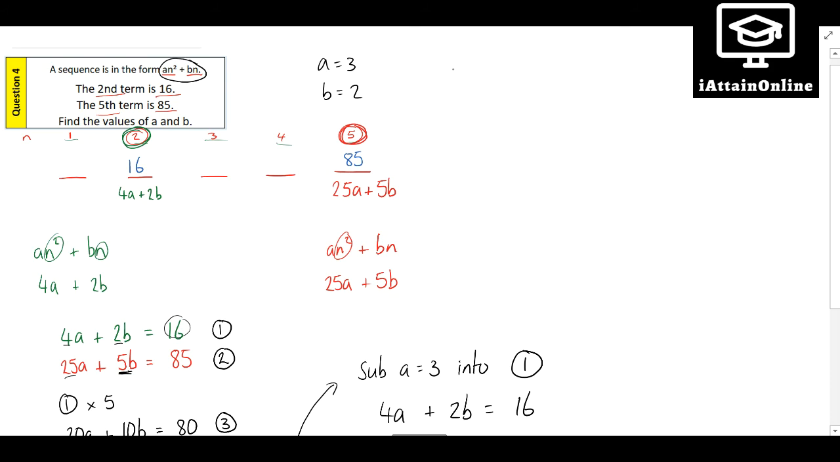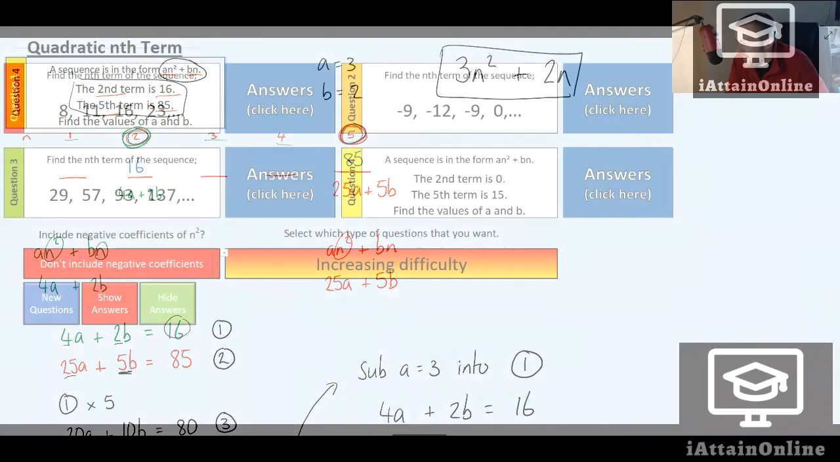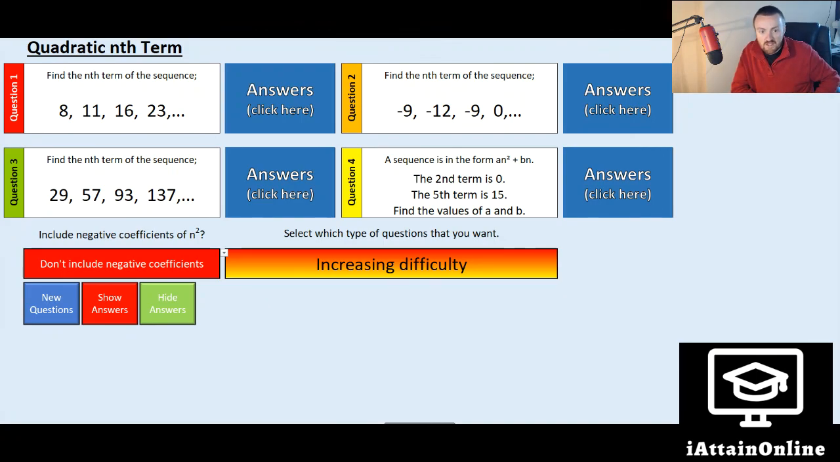So a equals 3 and b equals 2, which means if I was to write it in this form, the nth term rule for this sequence here is going to be 3n squared plus, not bn, plus 2n. And again, you could always check it by taking either the 2 or the 5, substituting that in and seeing if that works.